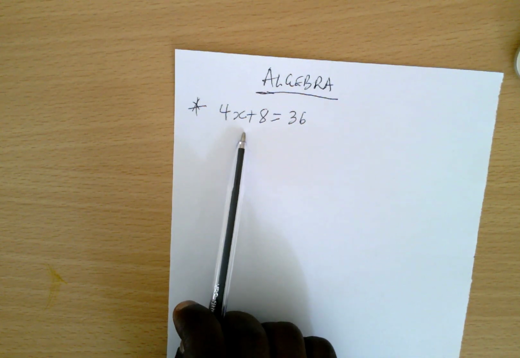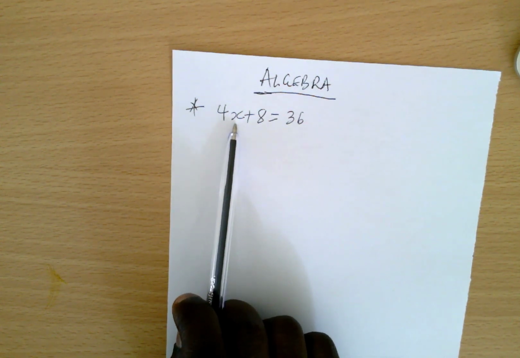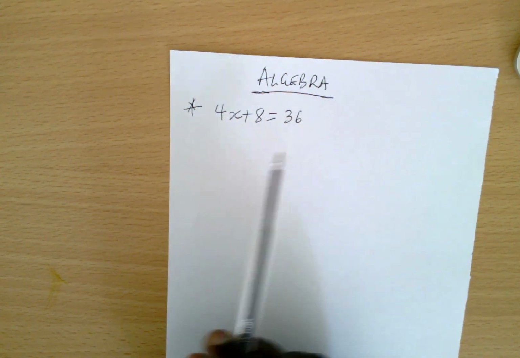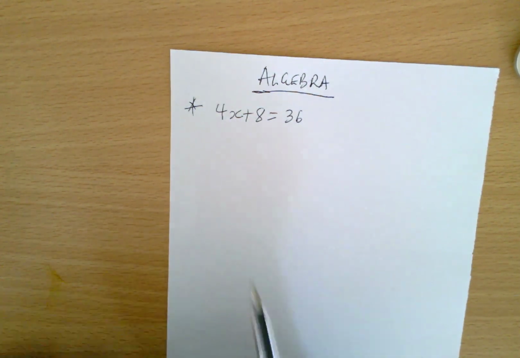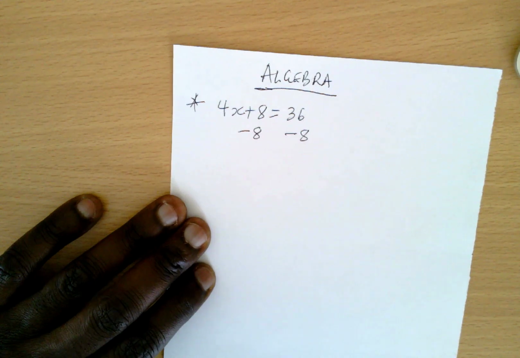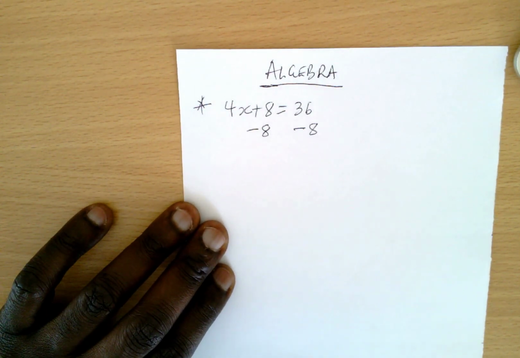Now what comes to mind is to take away the 8, such that we finally want to have x on its own. Of course, it will start by being 4x on its own, then we solve it. So minus 8 on the left, minus 8 on the right. Like I always tell my students, whatever you do to the right, you do to the left.